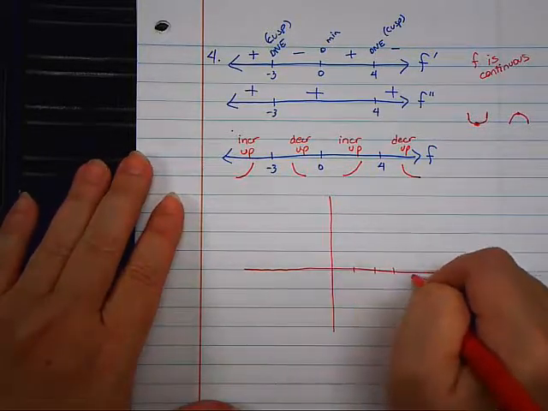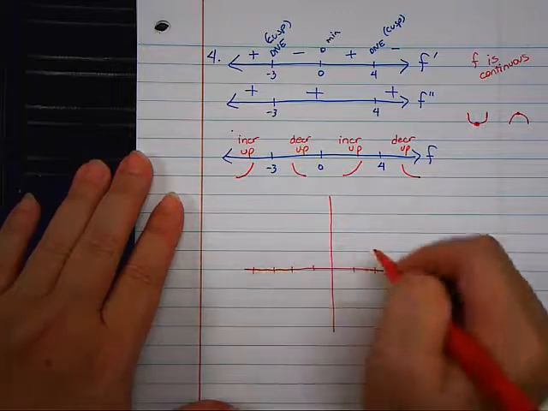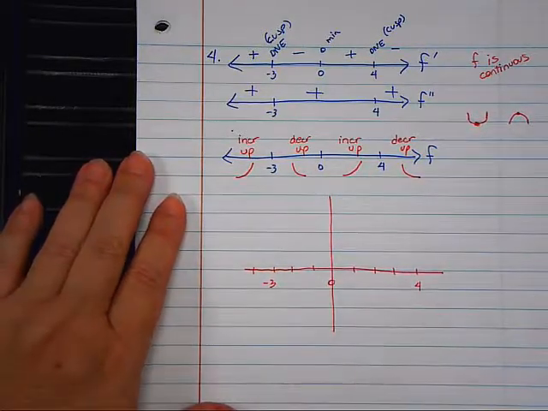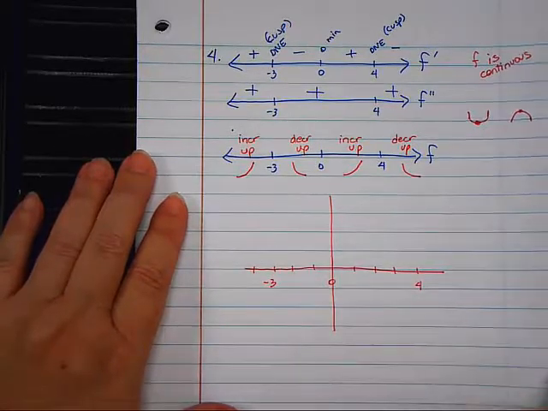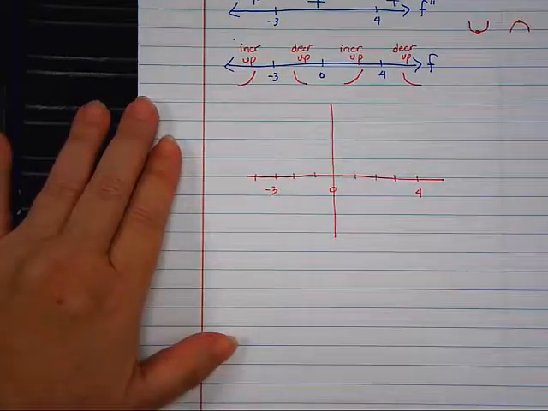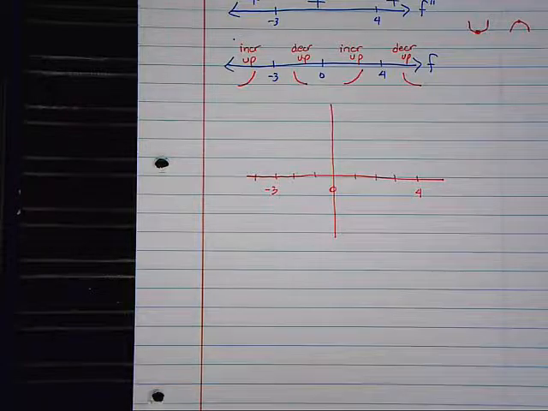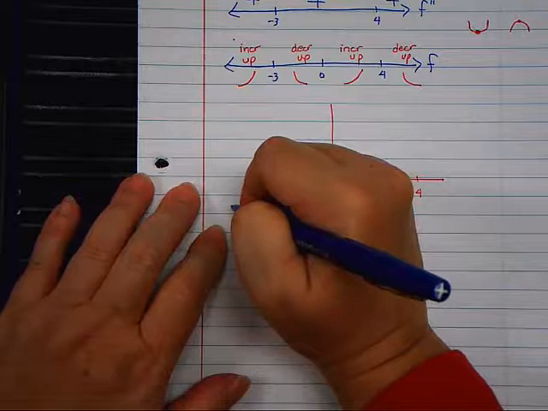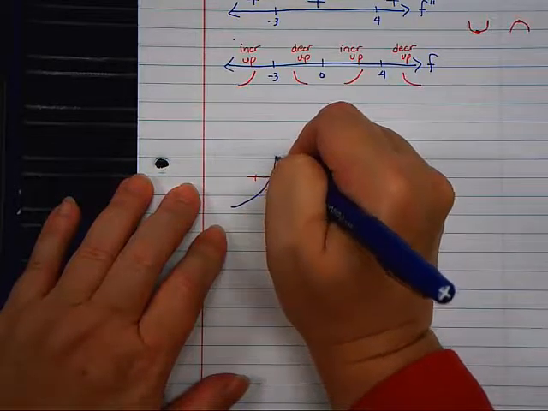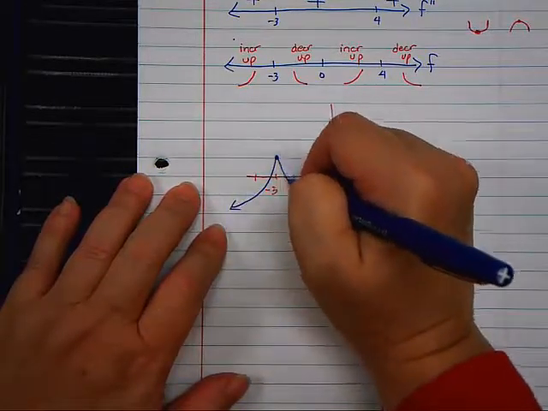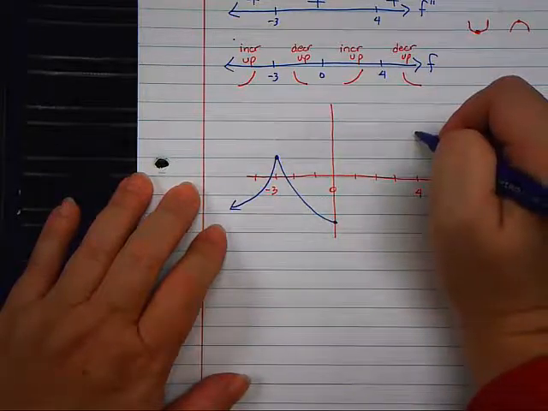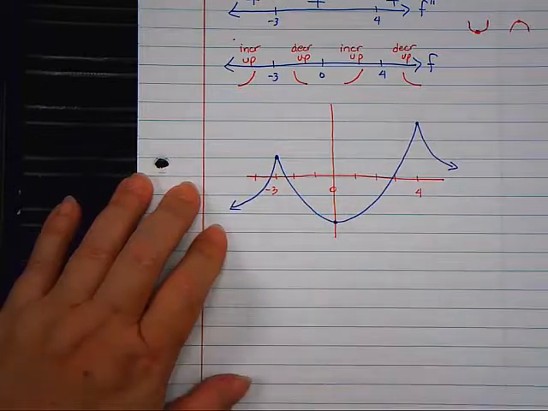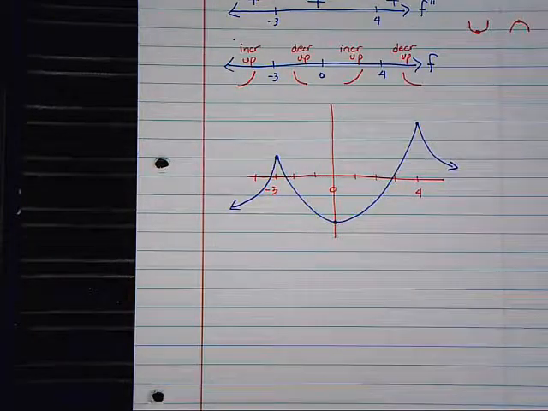I'm going to go 4 to the right and left. -3, 0, and 4. Now you draw it in. You've got all the tools you need right there to draw it in. I trust you. Okay. That's what I did.